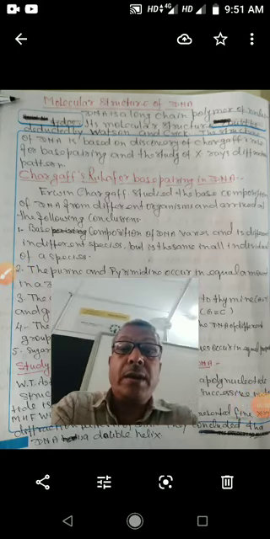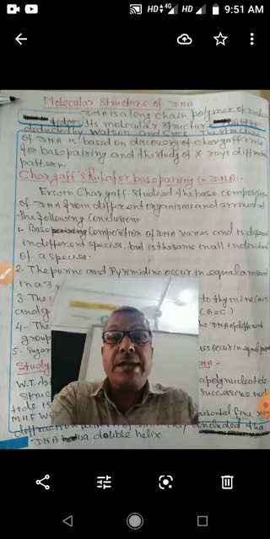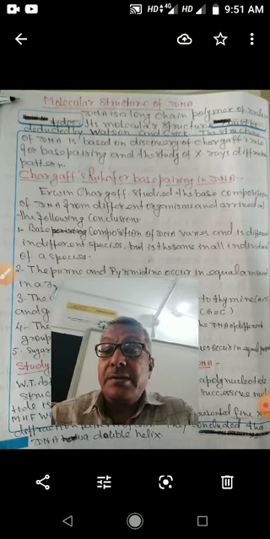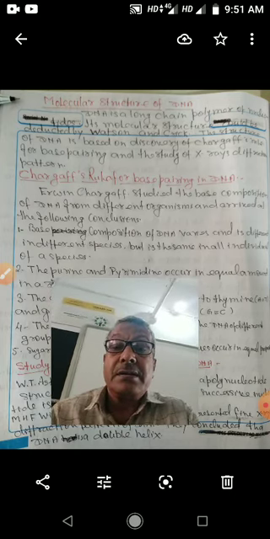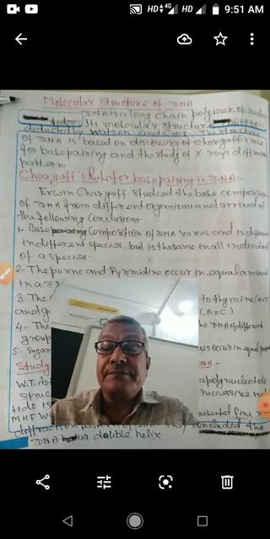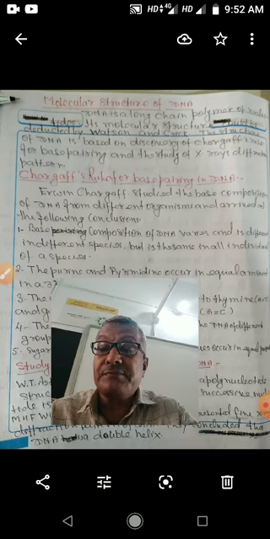Children, today in bio class I am going to teach you the molecular structure of DNA. DNA, that is deoxyribonucleic acid. DNA molecules are the longest and most stable macromolecules.